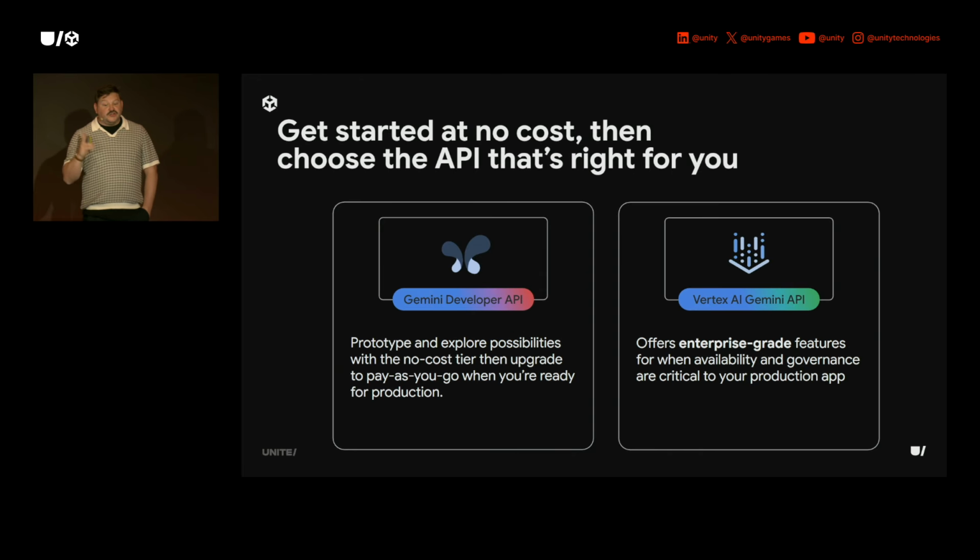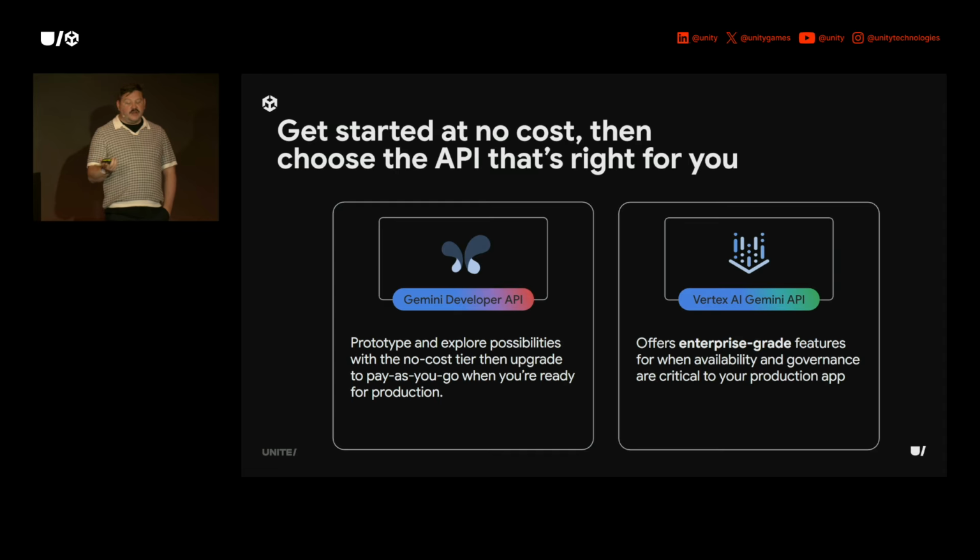On top of this, there are two APIs you can mainly use within this SDK. That is the Gemini Developer API, which is a great fit for people that are just starting, prototyping, or exploring some of the possibilities you might want to use with Gemini within your application. So it's kind of a frictionless way to get started and to start prototyping. It also has a pay-as-you-go plan, which is suitable for production costs as well.